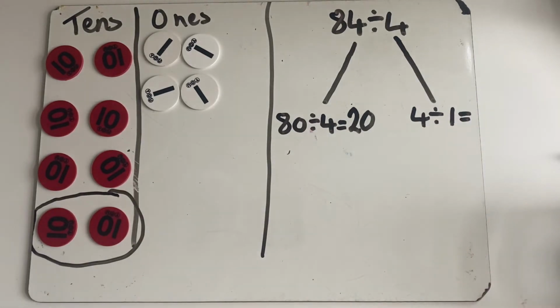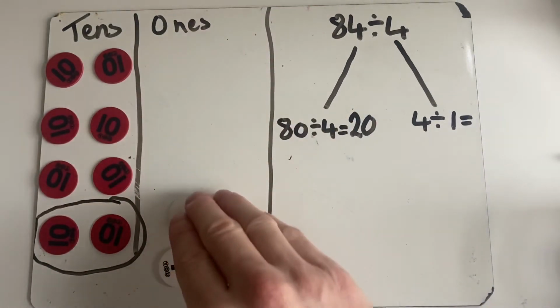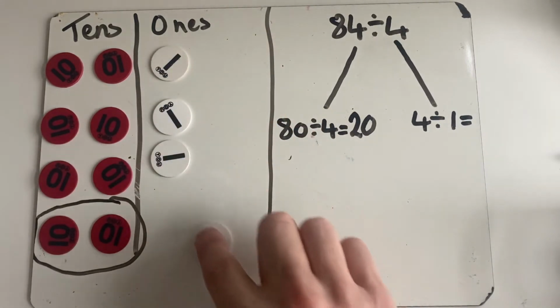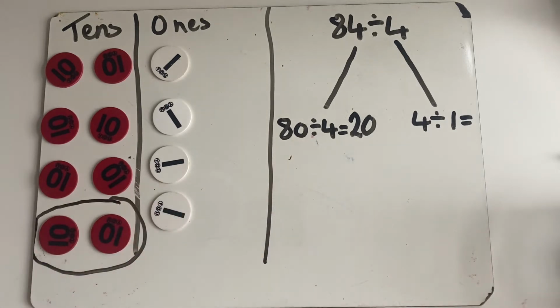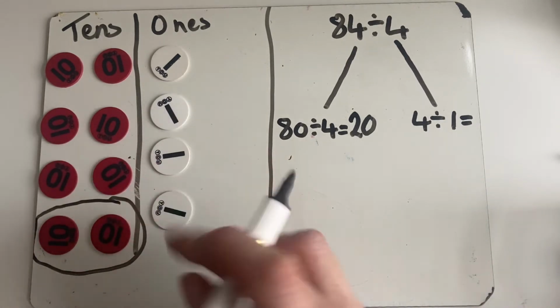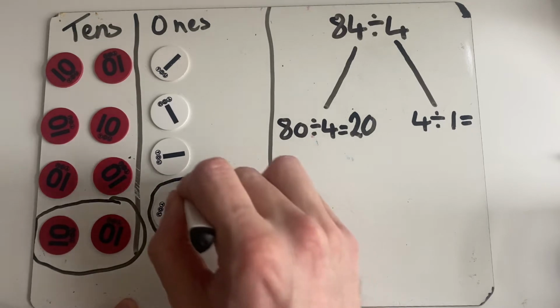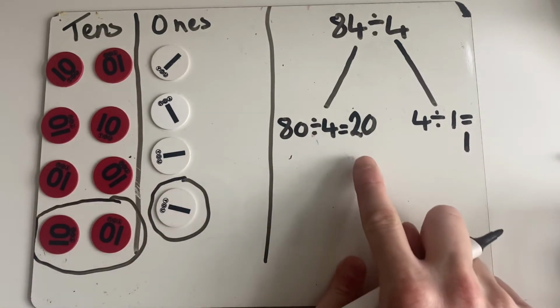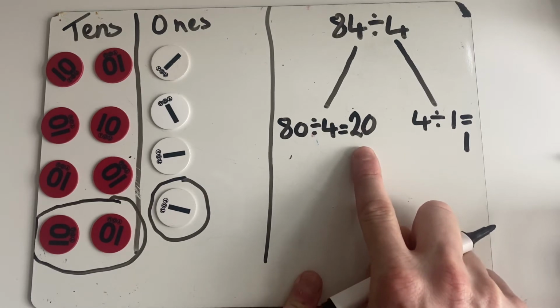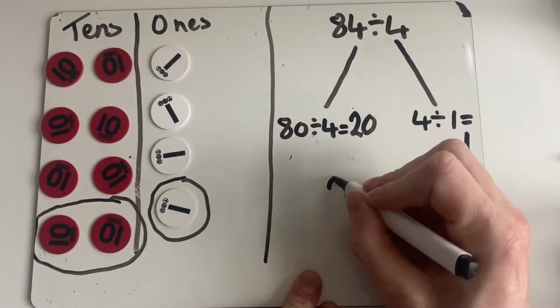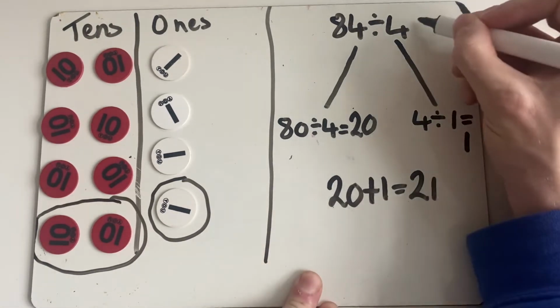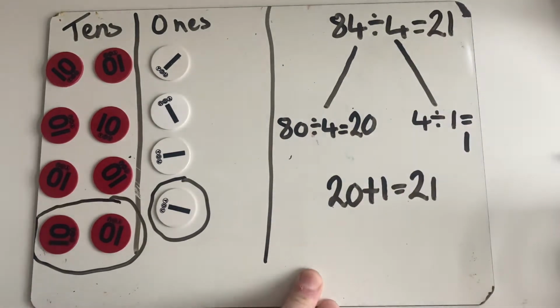Now we're going to do the same with our ones. We've got 4 counters, we need to make 4 groups. 1, 2, 3, 4. Now I don't have any more ones and we've got our 4 groups. So I'm going to circle this as one of our groups and we can see the value is only 1. So with these 2 numbers, our answers 20 and 1, we need to add them together, which equals 21. So 84 divided by 4 equals 21.